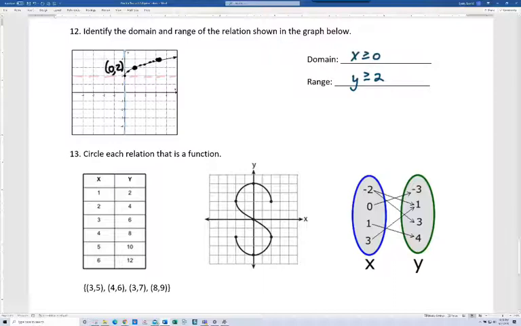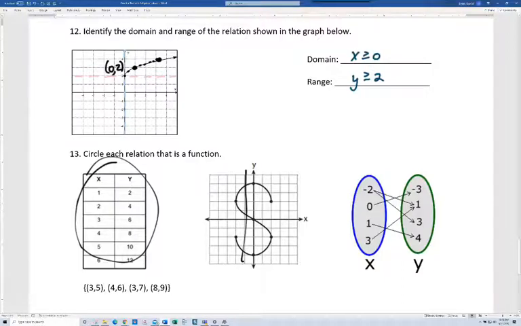Okay, number 13. Circle each relation that's a function. So on number 13, the question is, does each input have exactly one output? Well, 1 corresponds to 2, and 2 only. 2 has exactly one output. It would be 4. That's true for all of these, and so this one is a function. Now, the next one is not. It doesn't pass the vertical line test, and so it's not a function. And so we won't circle that one.